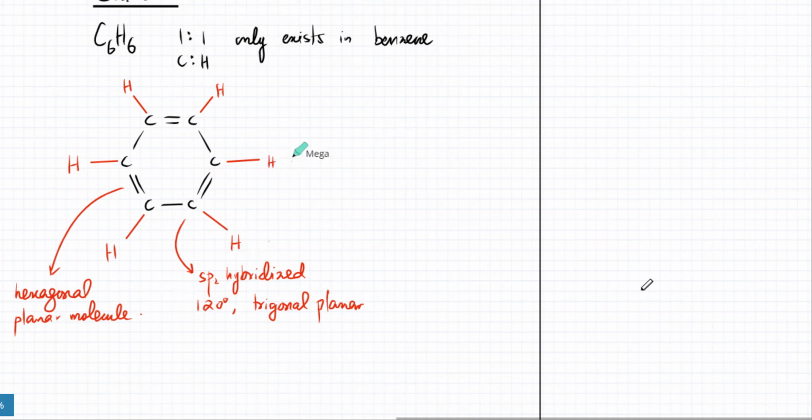Now, another way to represent this structure is, a lot of times this structure is represented in this way, that you've got carbon, and you've got hydrogen. There are always six carbon atoms in benzene. So there's always going to be six carbon atoms. And you have, once again, another way to represent this is, you've got these six carbon atoms attached to each other.